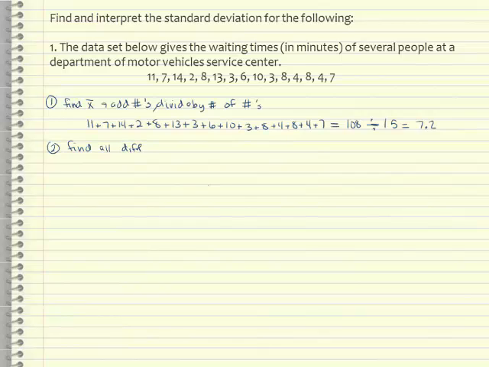So we find all of the differences between our data set and the average and square those. And then add them together. So what I'm going to be doing, I'm going to write this out this way.